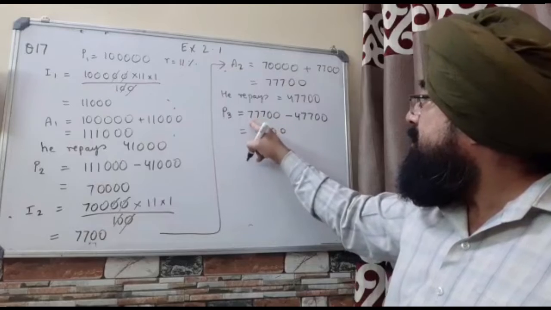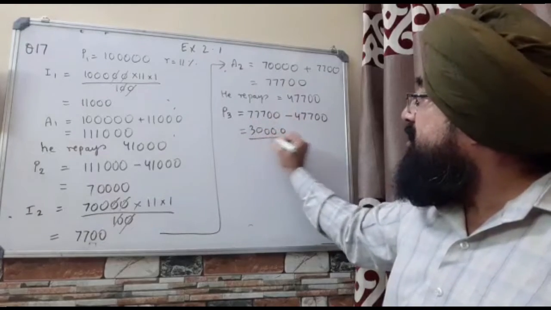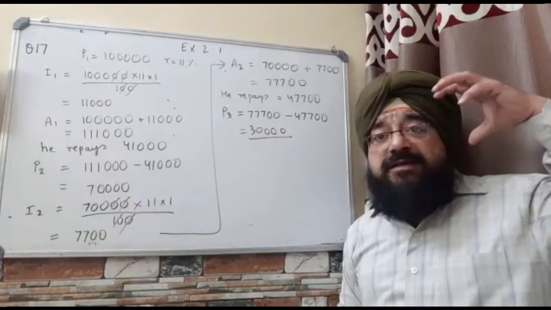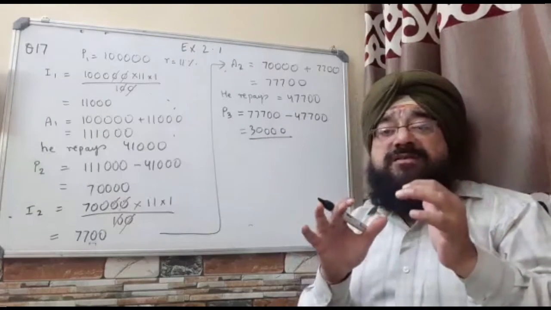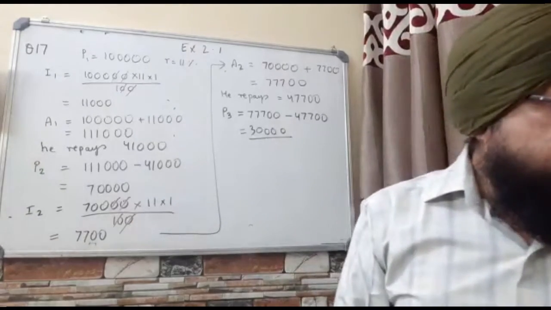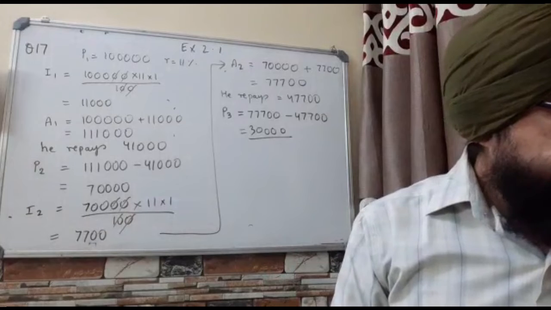See, all getting cancelled. 7 minus 4 is 3, 30,000 rupees. So at the beginning of the third year, the amount outstanding on his head is 30,000, for which interest will be calculated for the third year had they asked for it. But they have not asked for it.